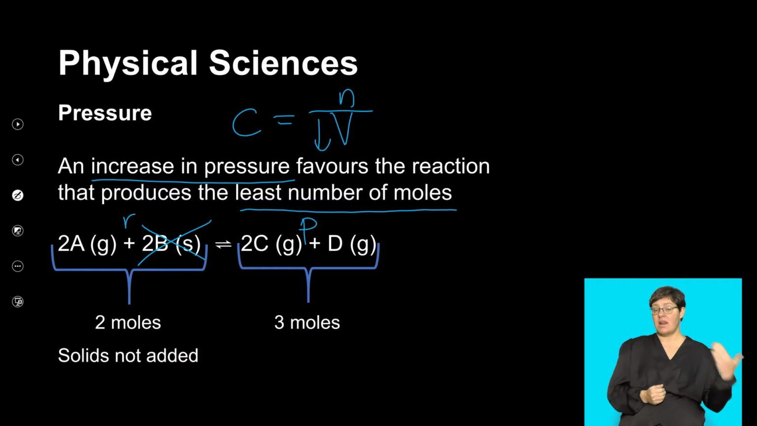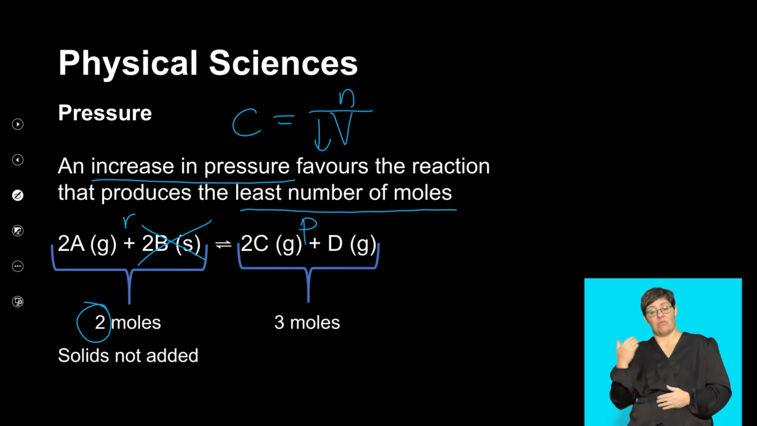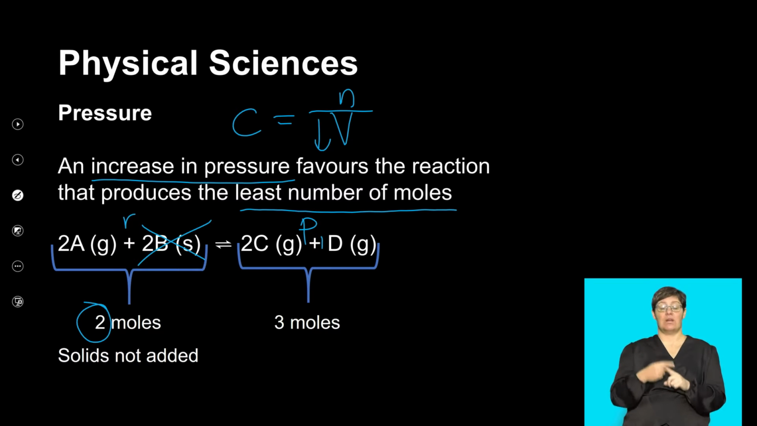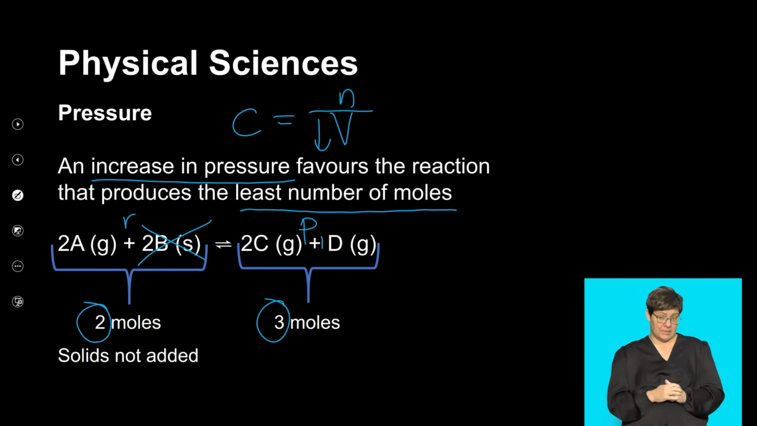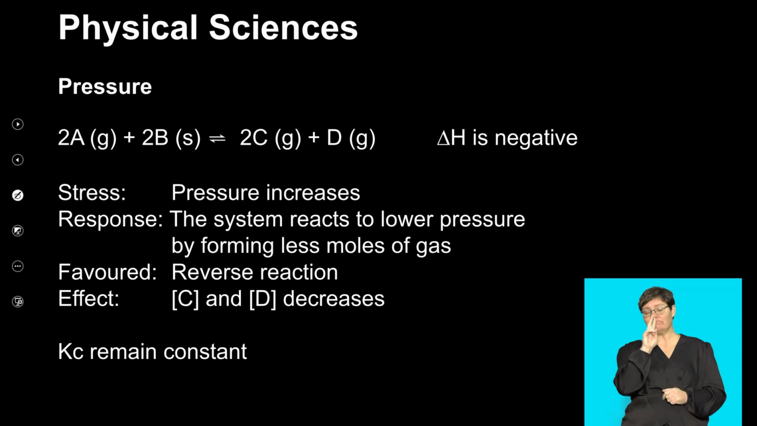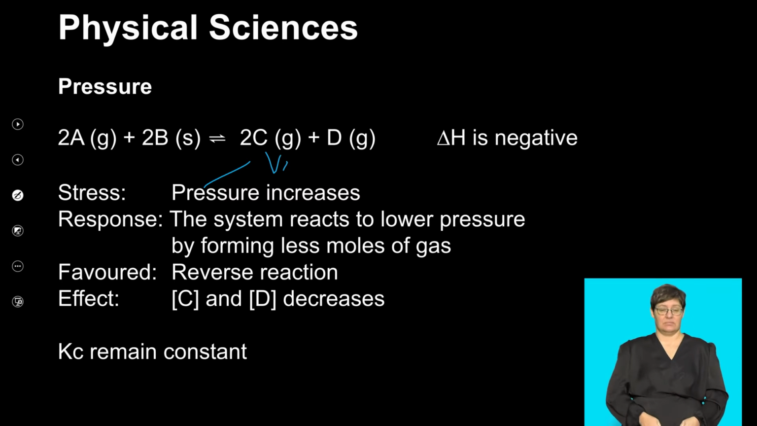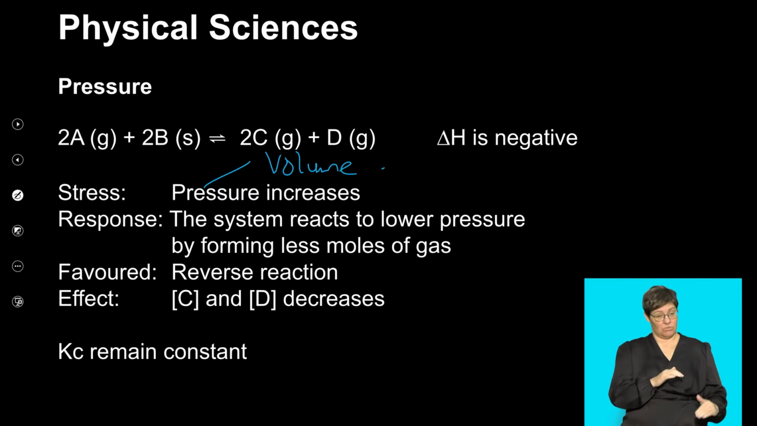So on my left-hand side, for my reactants, I have 2 moles. And on my right-hand side, I have 2 plus 1, which is 3 moles. So let's look at what Le Chatelier says. The disturbance, or the stress, was an increase in pressure. Remember, the volume was decreased.